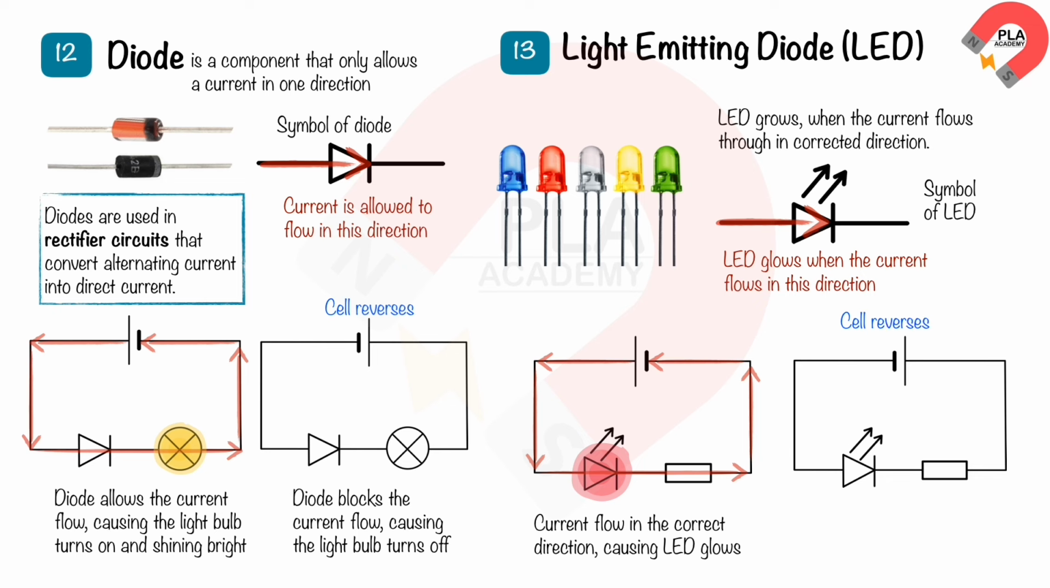For the second circuit diagram, the cell is reversed. This causes the current from the positive terminal to be blocked by the light-emitting diode, causing it to not glow.